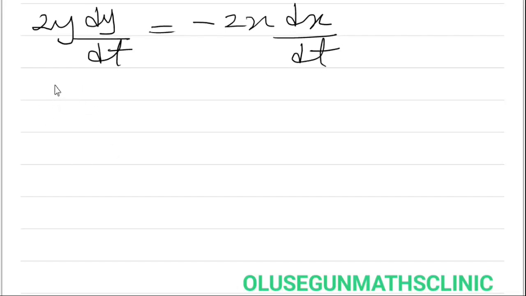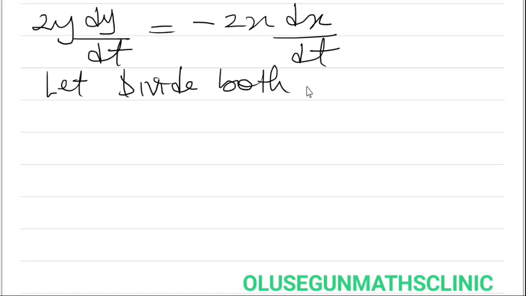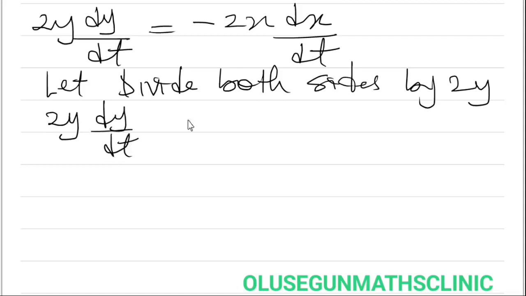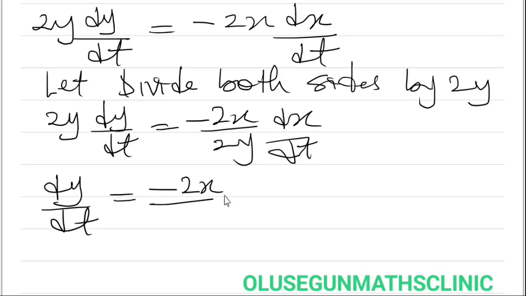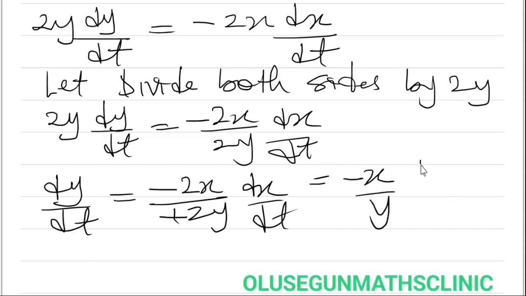So let's divide both sides by 2y. So we have dy/dt is equal to minus 2x over 2y dx/dt, which will give us dy/dt equal to minus x over y dx/dt. Now we will be given the value of x.